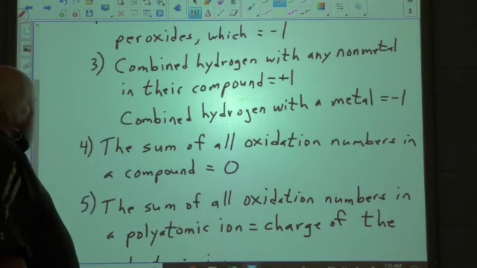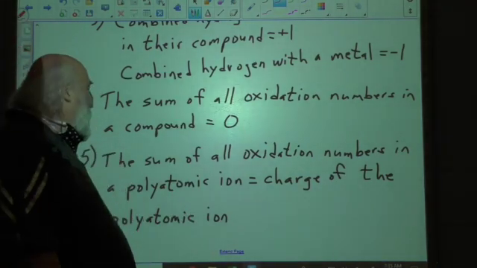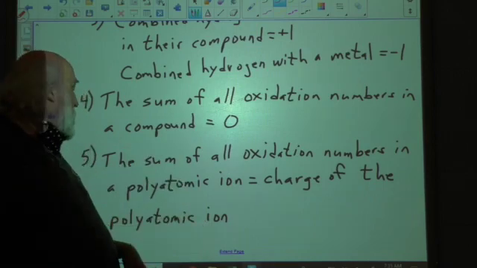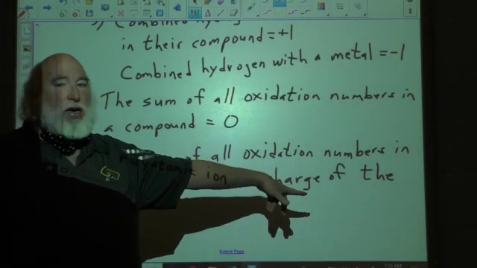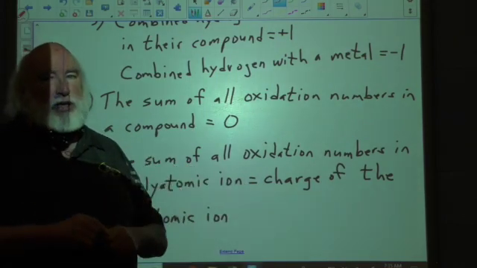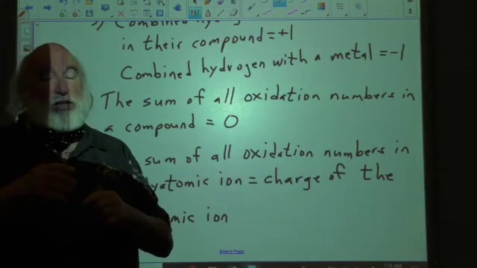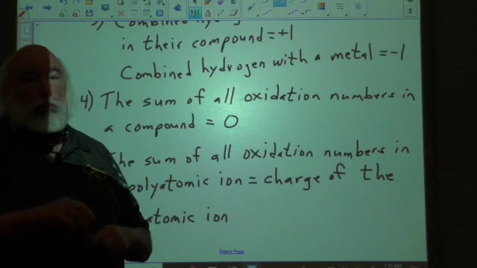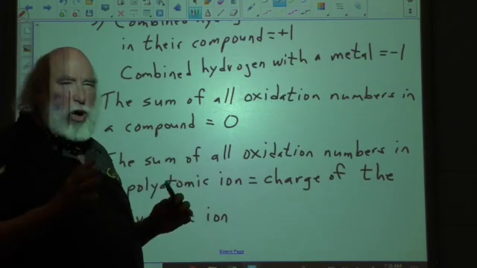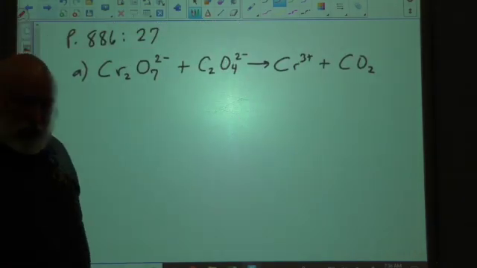And then the last one, which is also a pretty big one: if it's not a compound, if it is a polyatomic ion instead, then the sum of all the oxidation numbers has to equal the charge of that polyatomic ion. So we're getting more into the weeds as to how electrons are able to move about, now covalent as opposed to just ionic, which is the only thing we dealt with up to this point. Now we're going to get a much more full look at how these compounds work. So let's take a look.